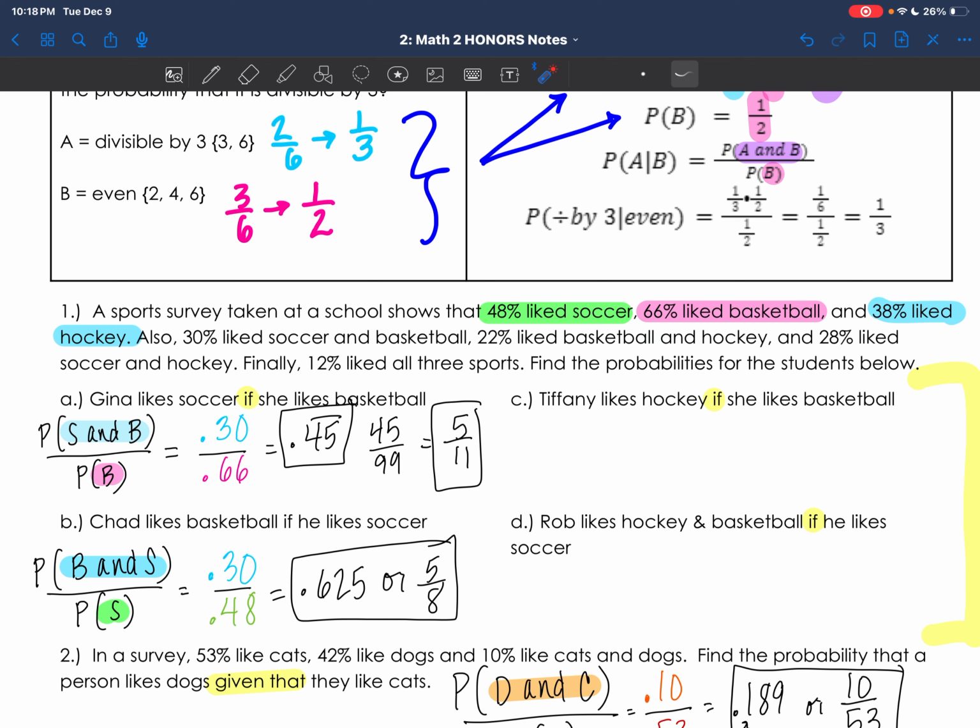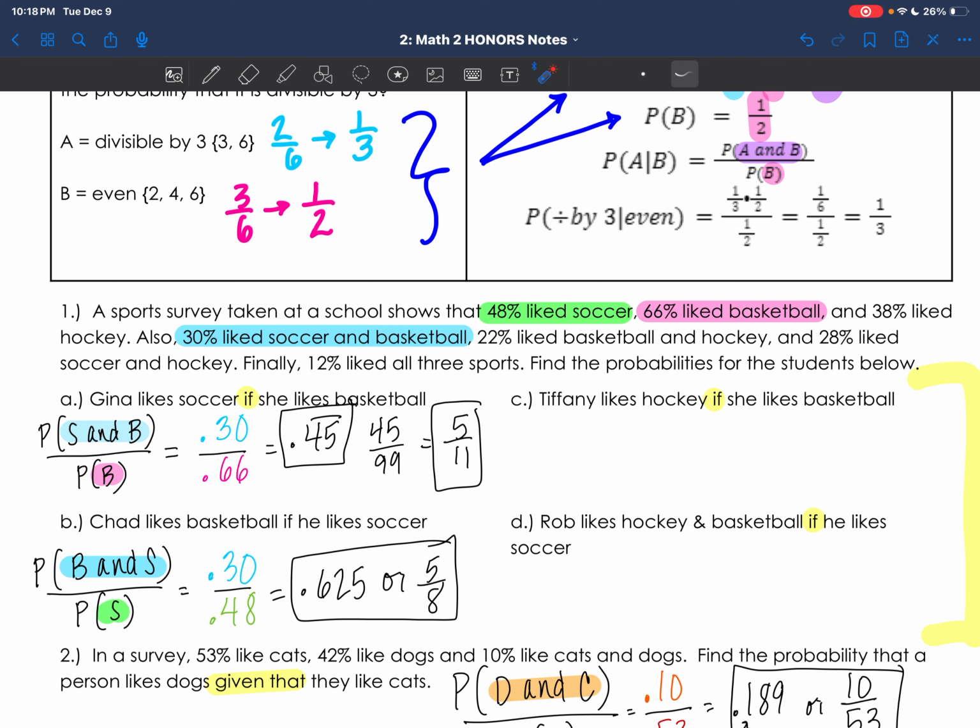Oh, I think I need to use a different color for hockey. Yeah, I do. I think I highlighted the wrong thing. My bad. All right, let's go here. Soccer and basketball. Here we go. Okay, sorry, I highlighted the wrong thing. All right, so here we go.